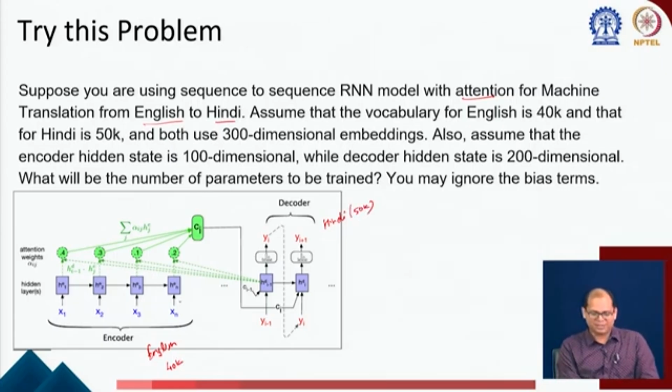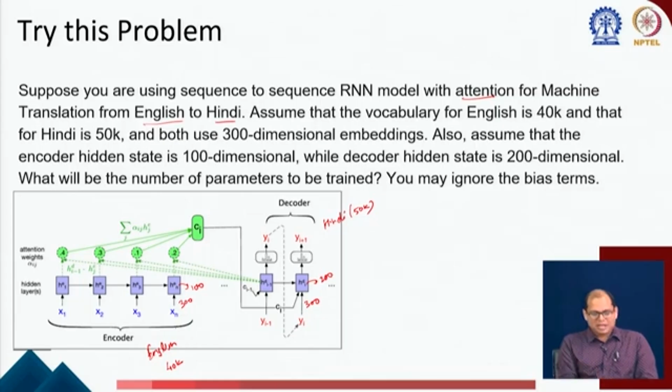Now they have 300 dimension embeddings, both of these, and the hidden state of the encoder is 100 dimension and the hidden state of the decoder is 200 dimension. Now the question is, what is the number of parameters that you need to train, ignoring the bias terms? So let us understand the parameters that we will need.